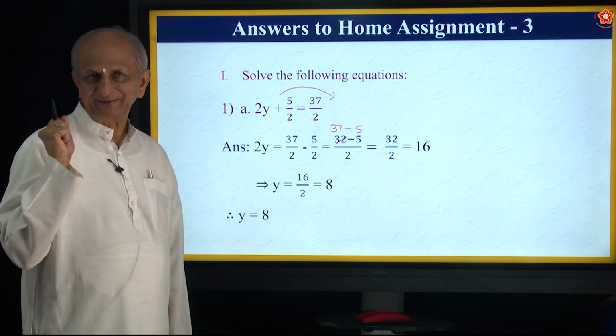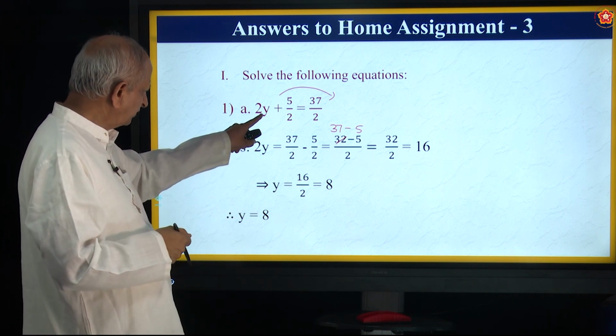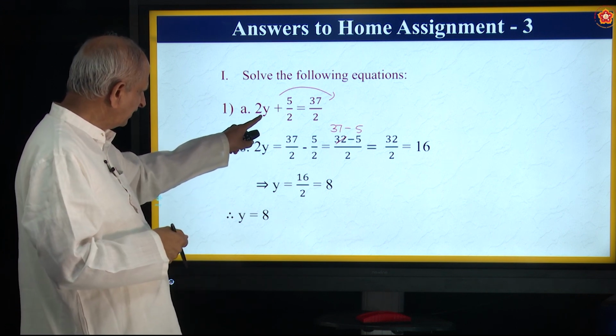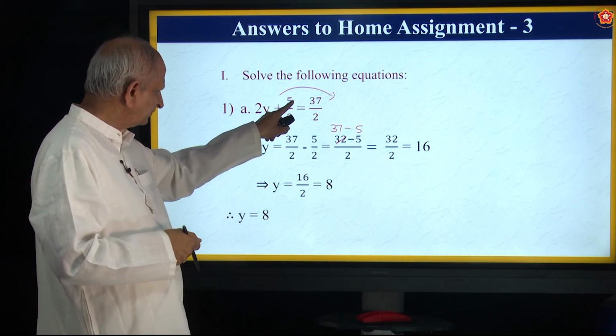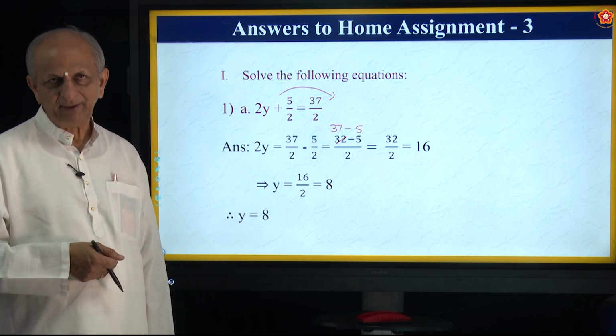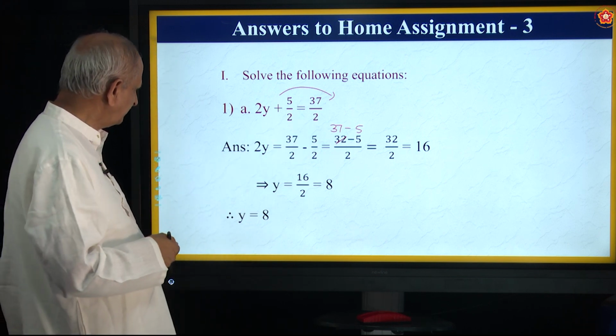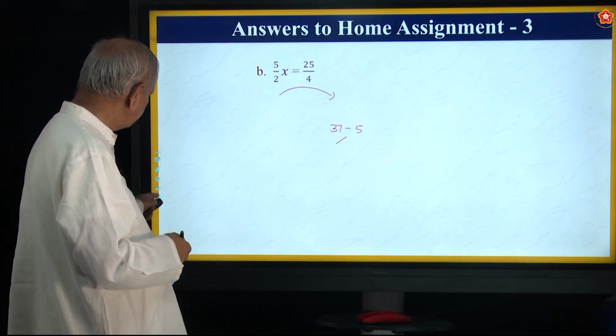How do you know it is correct? You can verify it. Wherever there is y, put 8. 2 into 8, 16. 16 plus 5 by 2 becomes 37 by 2, taking LCM. Okay, that is the answer for the first question.